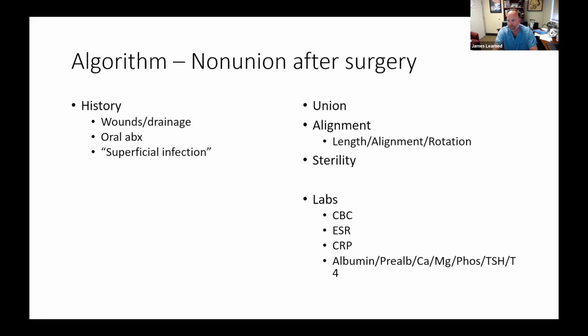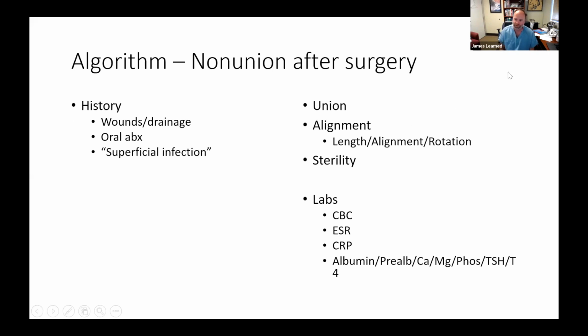Hypertrophic, oligotrophic, atrophic? What's their alignment like? Is there deformity associated with that non-union? Is that something we're going to have to correct in addition to the inability to heal? And then obviously sterility. Is this something where there's an active infection, or something that's going to affect our ability to achieve that union?